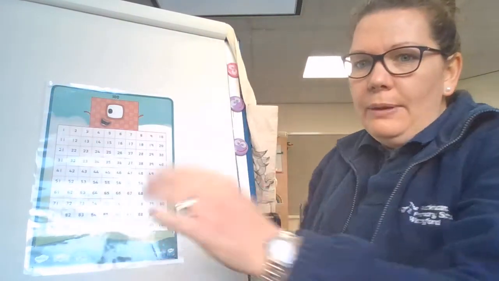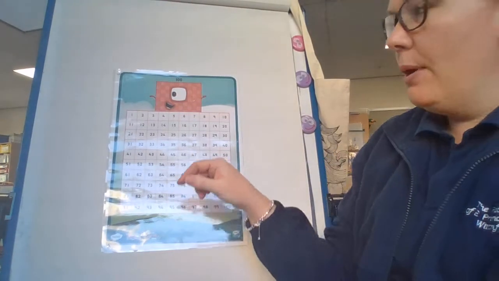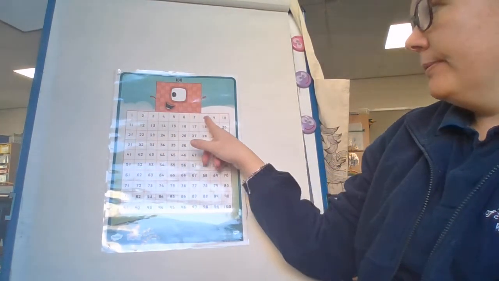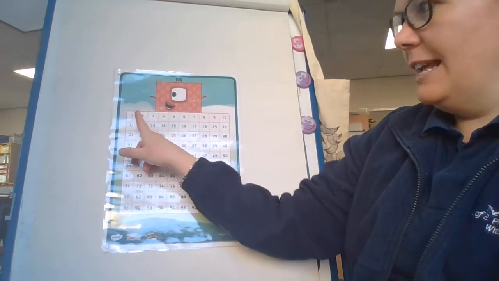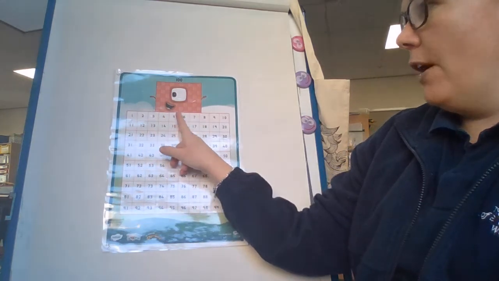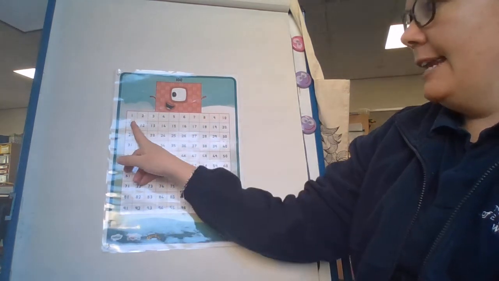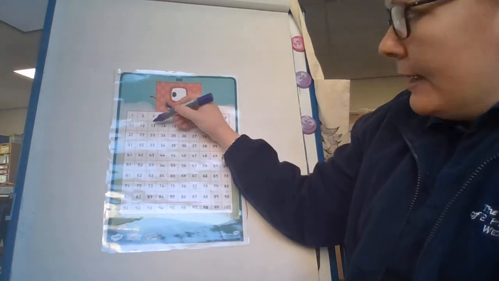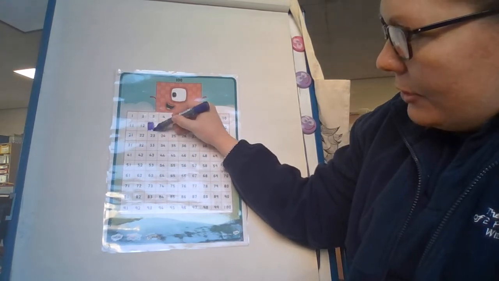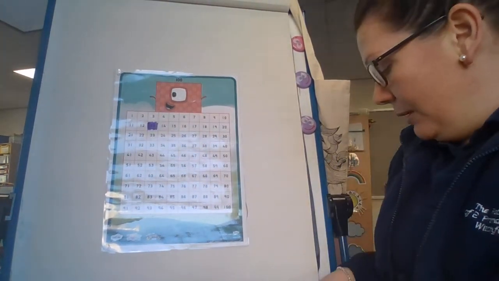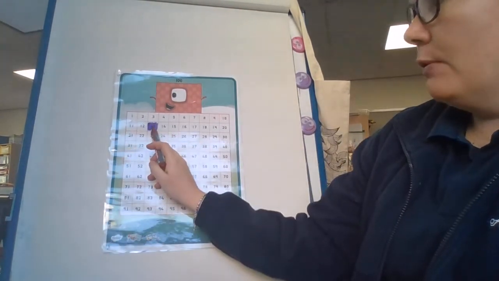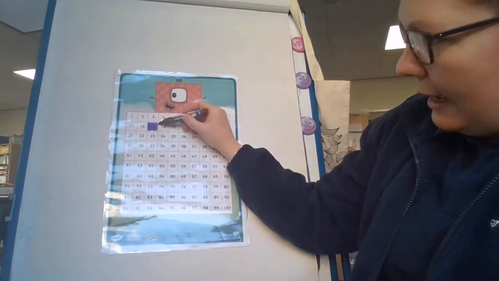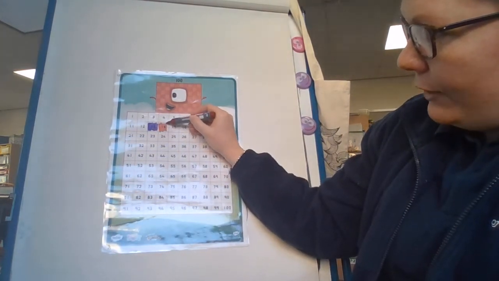Okay, so let's see if we can find the number 13 on our 100 square. So we're going to go along, and it's on our second row and it's the third one across. So let's just check. 1, 2, 3, 4, 5, 6, 7, 8, 9, 10, 11, 12, 13. Now 13, I'm going to use my purple pen and colour in number 13. Then we also learned the number 14 and I'm going to use brown for this one. I know that one more than 13 is 14 and I'm going to colour 14 in a different colour.